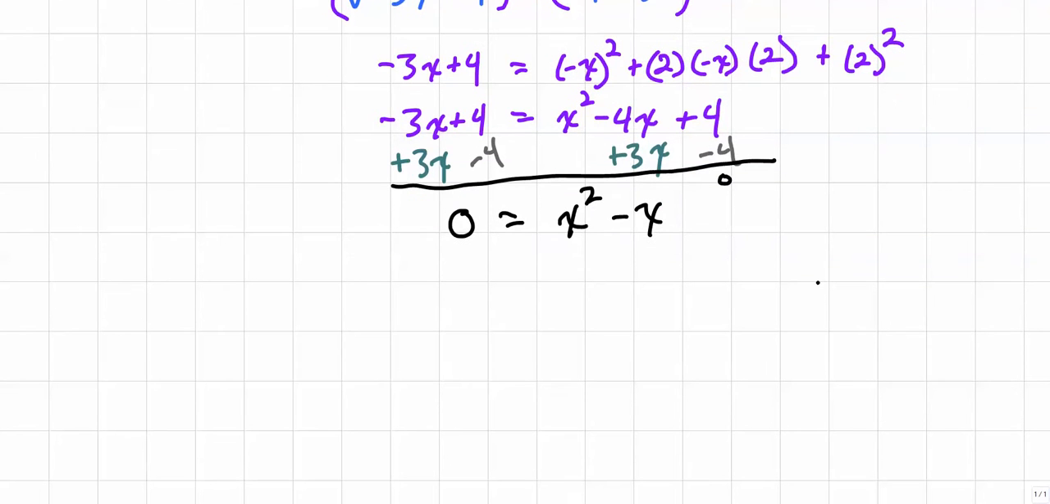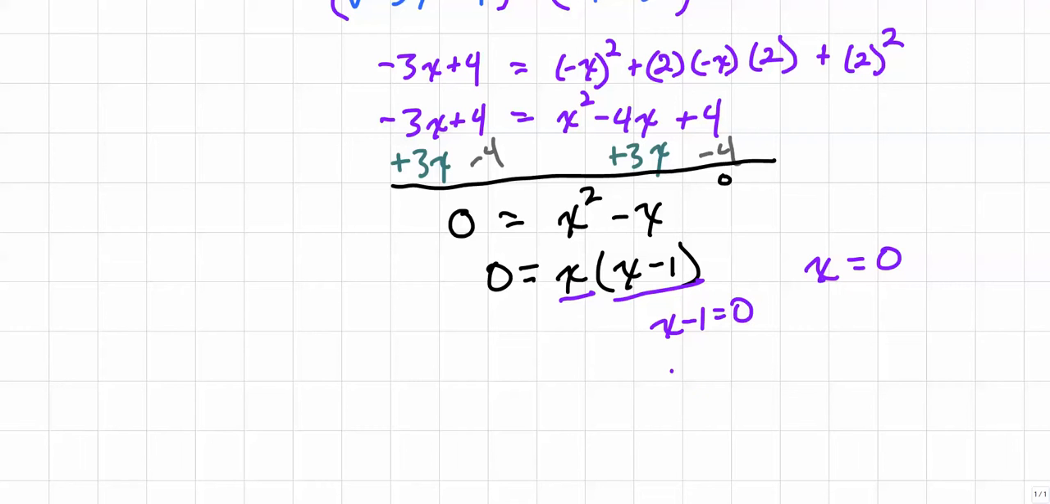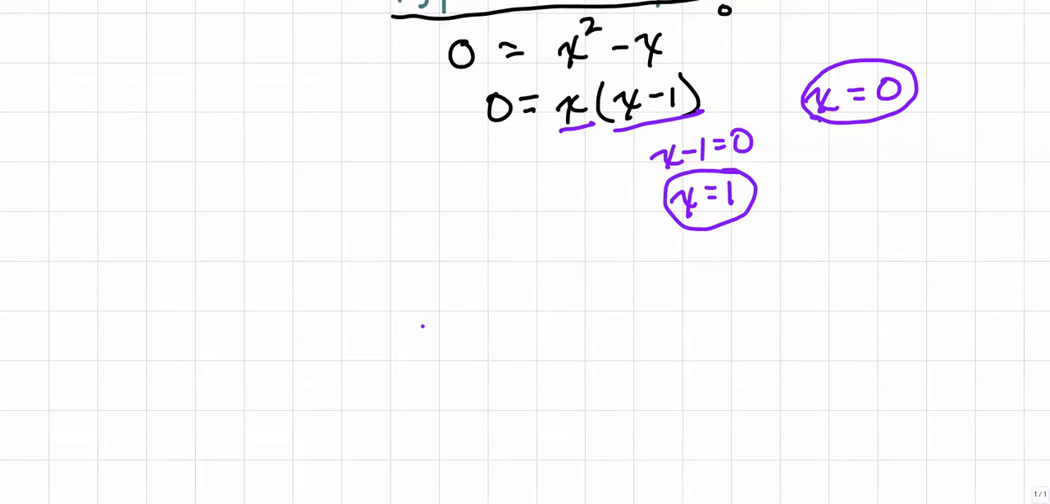Now, to solve for x, I see that x squared minus x factors into x times x minus 1. Since this is a quadratic, I will take each individual factor and set them equal to 0 and solve for x. So I have x equals 1 and x equals 0 as my roots for this problem. So that means that I could simply write the solution set as 0, 1.